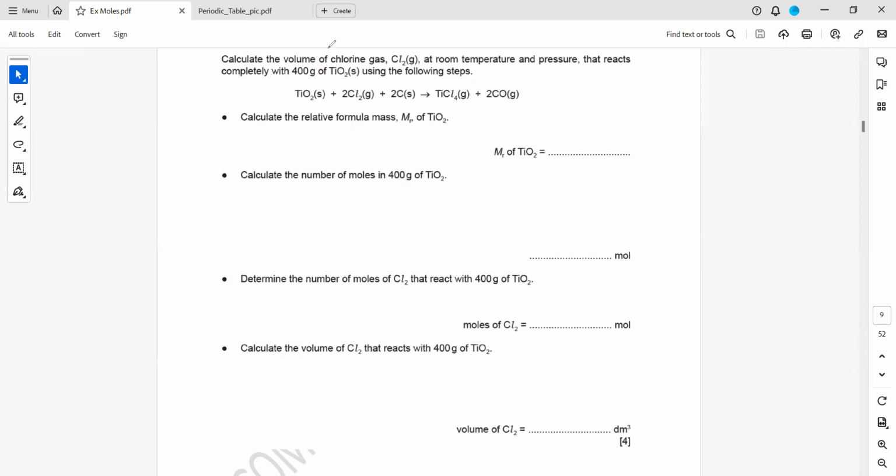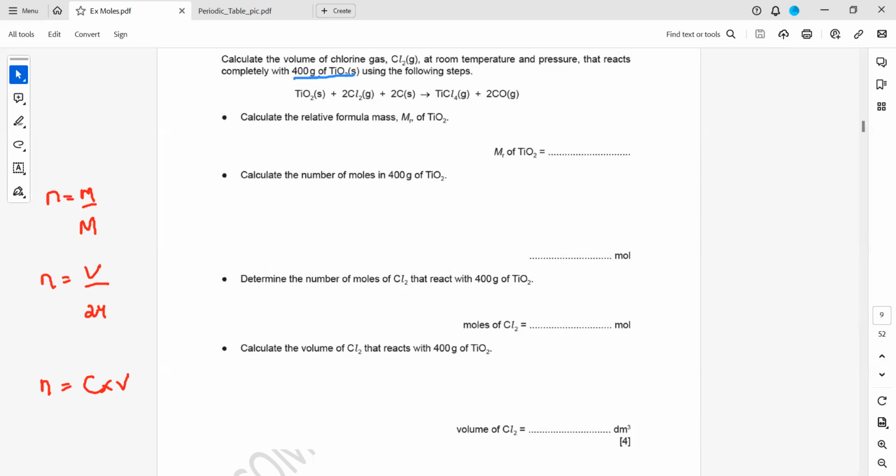Calculate the volume of chlorine gas at room temperature and pressure that reacted with 400 grams of titanium oxide. So we have the mass of titanium oxide, which is 400 grams. And we have the three formulas of the moles. What are the three formulas of the moles? Moles equal mass in gram divided by the molar mass. Moles equal the volume of the gas divided by 24. And moles equal concentration into volume. These are the three formulas which we use to solve the moles question.